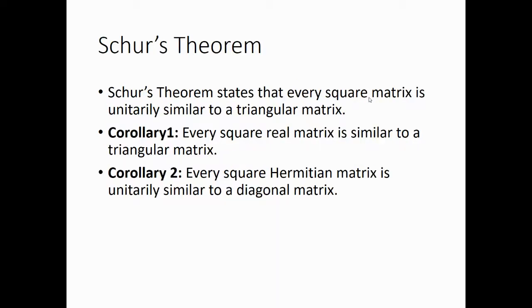Now we'll talk about Schur's Theorem. This states that every square matrix is unitarily similar to a triangular matrix, and the corollaries here are kind of important. Every square real matrix is similar to a triangular matrix, and every square Hermitian matrix is unitarily similar to a diagonal matrix. We can accomplish Schur's Theorem by the conjugate transpose of the matrix, but the corollaries here are more important. They allow for transforms which allow us to more easily find eigenvalues and eigenvectors. There's an example on page 385 of the text if you're interested in seeing how this works.